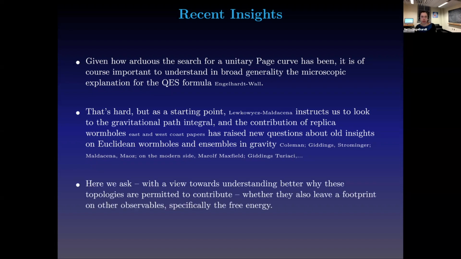So what are we doing in this talk that's maybe a little bit different? We're asking, with a view towards understanding better why these replica wormholes are permitted to contribute, what it means that they're contributing, whether they actually leave a footprint on other observables. We're really looking at the generating functional and the free energy, because there's a sense in which it is more primitive, but also because it can also be computed via a replica trick. Computing it via replica trick versus not computing it via replica trick gives two different answers. So it's rather reminiscent of what we've seen with the von Neumann entropy.